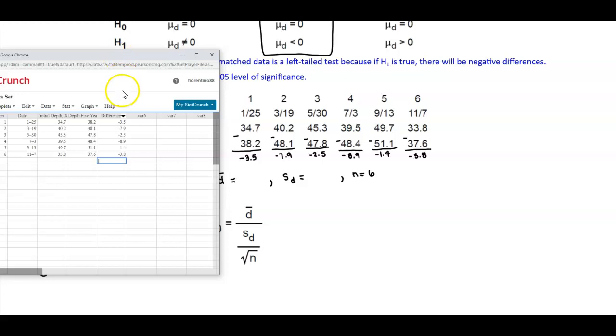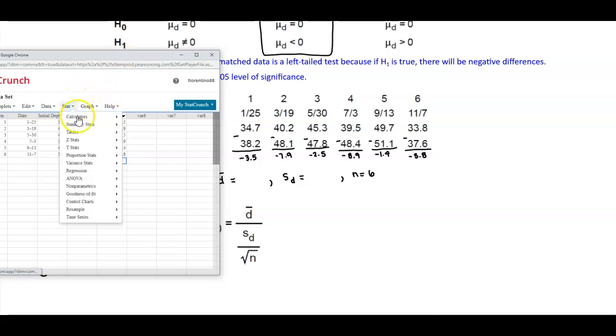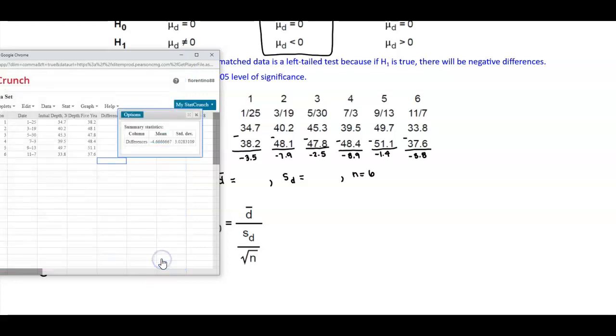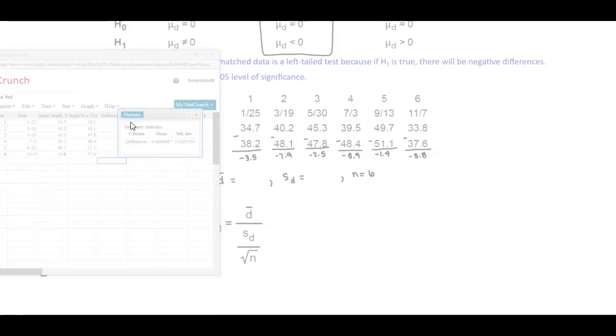Okay, and so now we're going to go to Stat. We're going to go to Summary Stats, and we're going to select Columns. And the column we want is the differences. So we're going to select differences. We want to find the mean and the standard deviation. So let's go ahead and compute that. Okay, so let me go ahead and copy that.